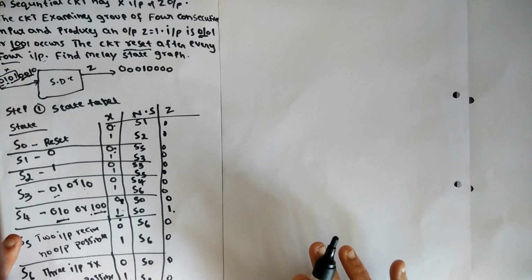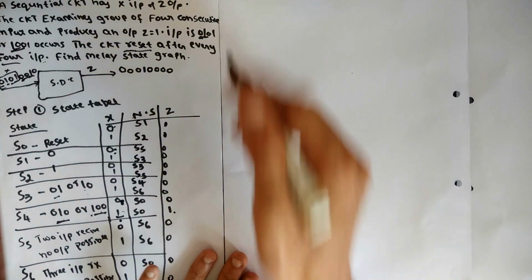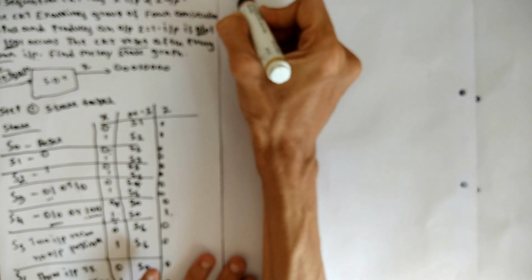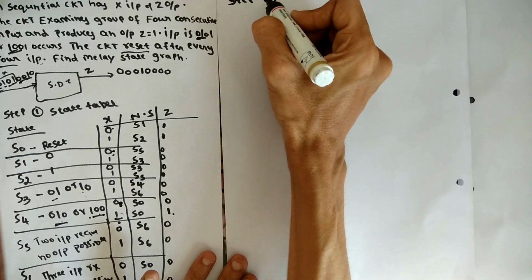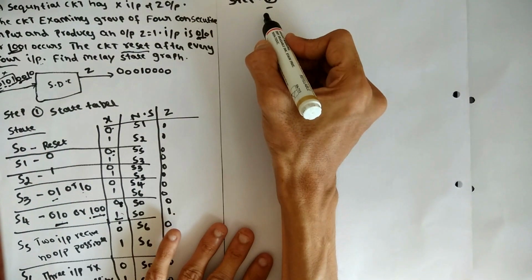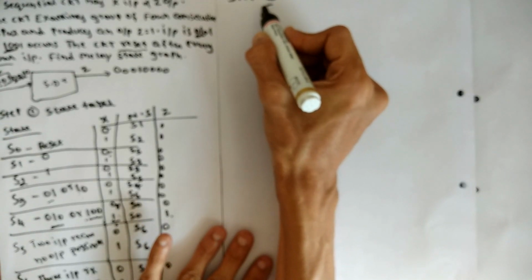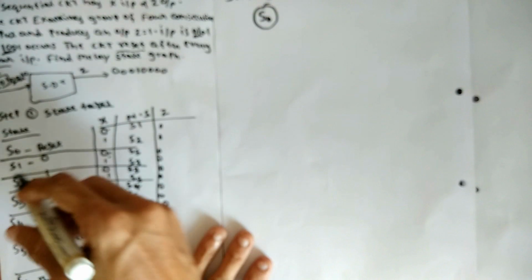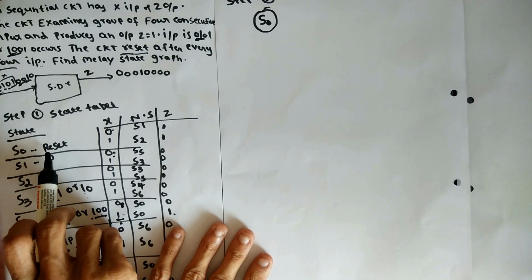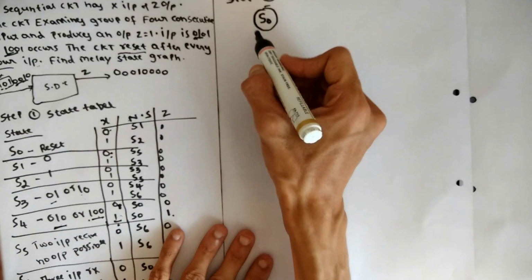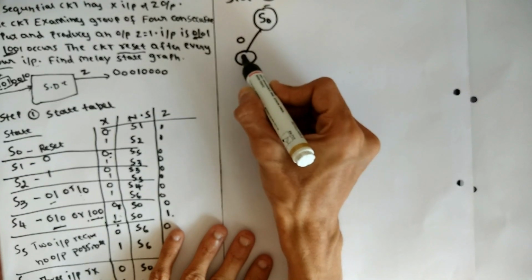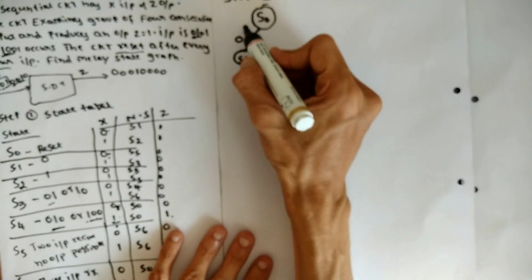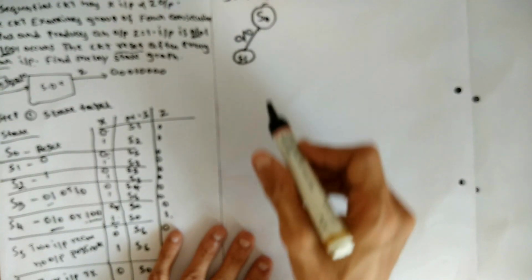From this we can do the state diagram. So step 2, we will move on to the state diagram. In this state diagram we check first S0. We take S0 and take the values. Here, this is the reset, and if the input is 0 it goes to S1. So take 0 going to S1, and the Z value is 0 only.